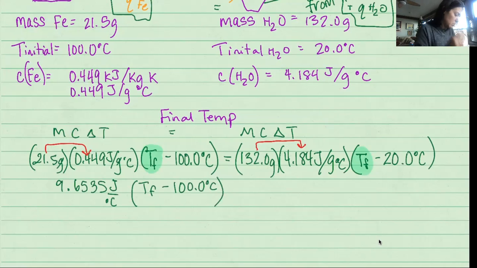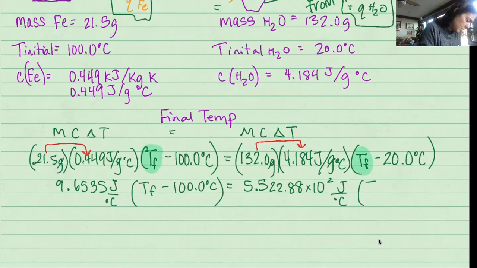I'm going to do this one, 132 times 4.184. It's going to give me 5.52288 times 10 to the second. Grams are gone, joules per degree Celsius times final temperature minus 20. I did not change it to X.